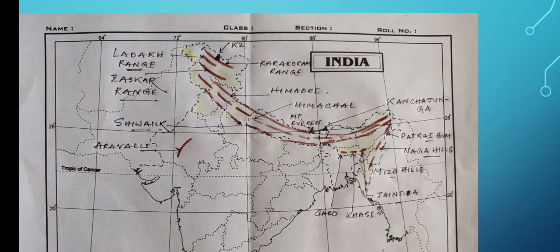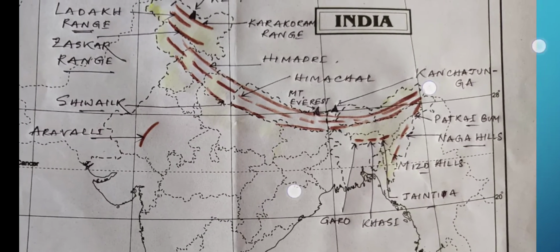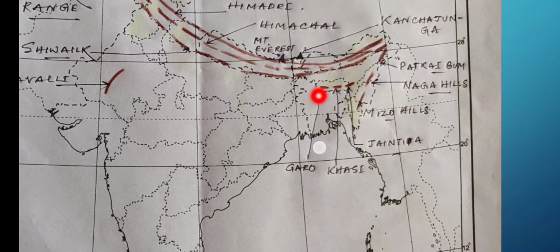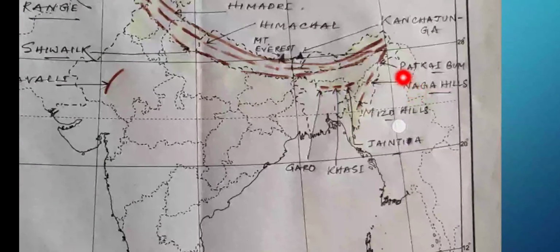Now the hills I will show you over here. You can see it. The Garo Hills. The Khashi Hills. And the Jaintia Hills. Garo, Khashi, Jaintia. The Mizo Hills over here. The Naga Hills. And this one is Patkai Bam. Patkai Hills or the Patkai Bam. So these are the ranges of Purvanchal or Eastern Himalaya.